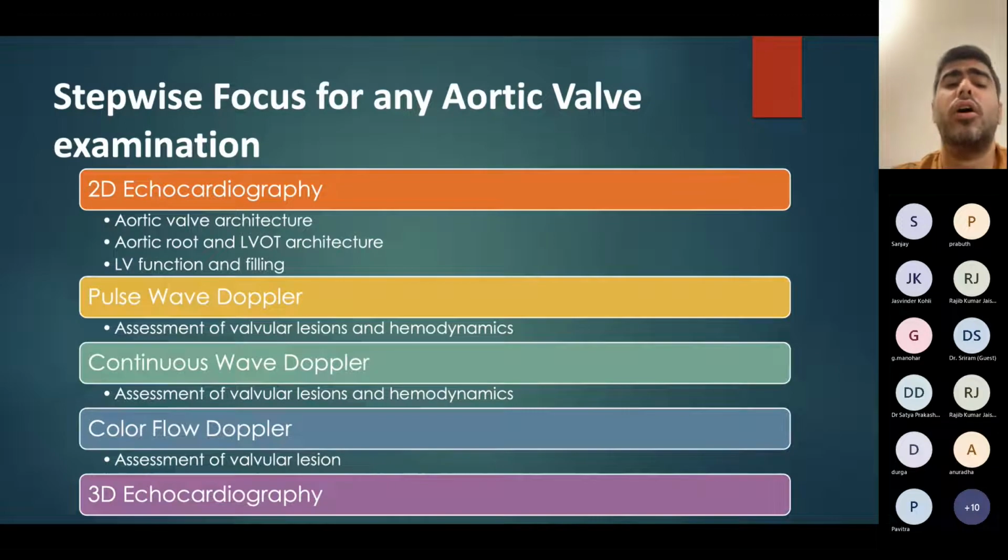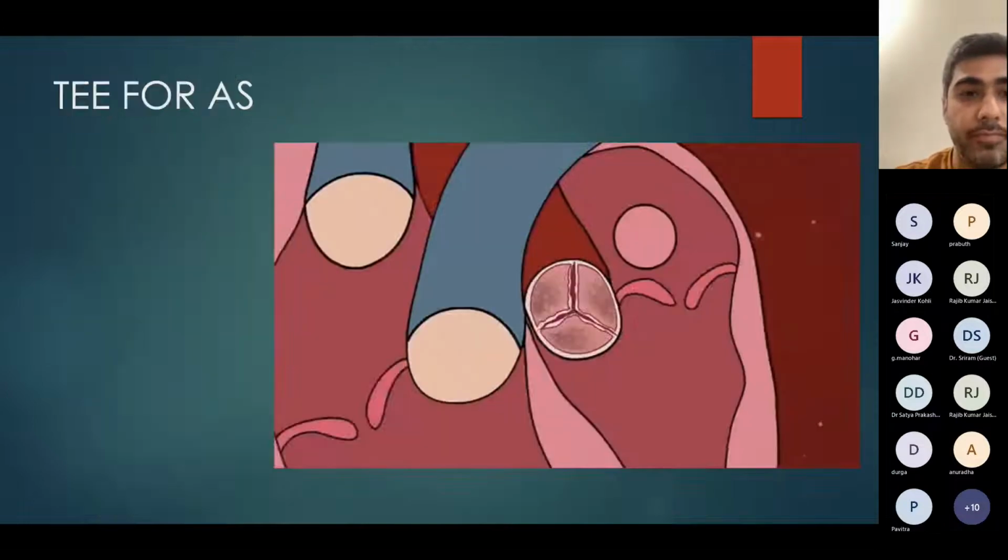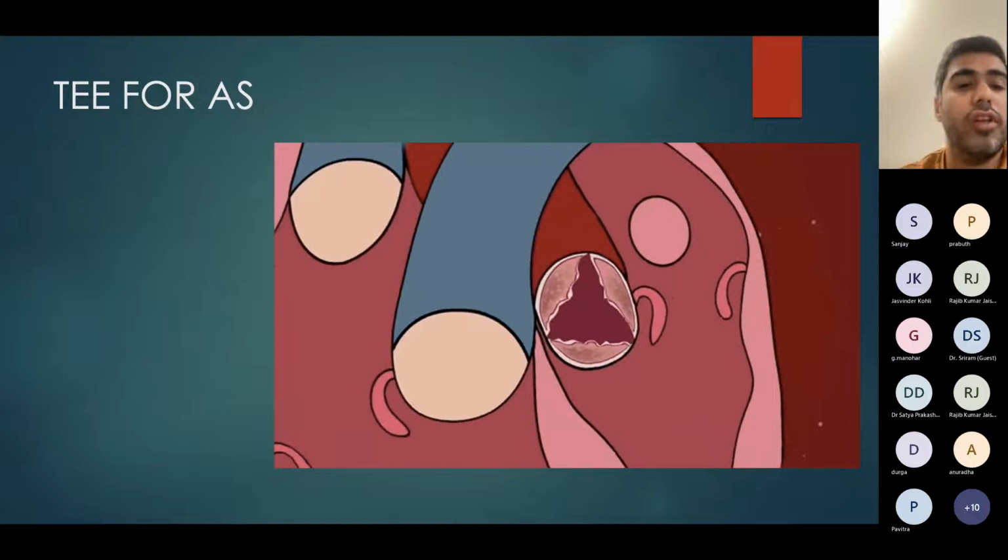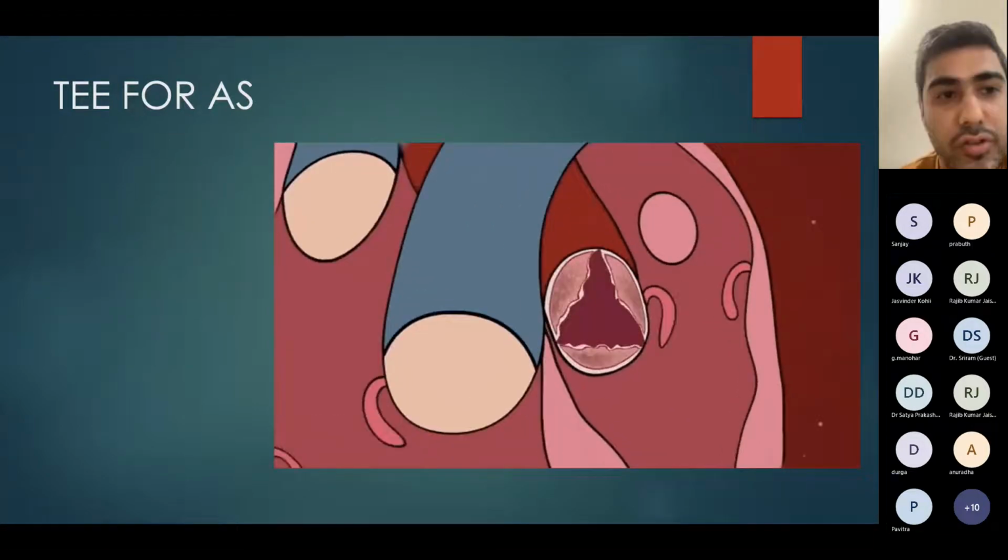So coming to forming a stepwise approach for identifying any aortic valve pathology, the first step is 2D echocardiography, in which we have to keenly identify the aortic valve architecture, the aortic root, and the LVOT architecture, and then have an insight about the LV function and filling. Then assess the pulse wave and the continuous wave Doppler, depending upon the area, for assessment of valvular lesions and hemodynamics. Have an idea about the color flow Doppler for the assessment of the valvular lesion, and then go on to 3D echocardiography. So the first pathology that we would be discussing would be aortic stenosis.